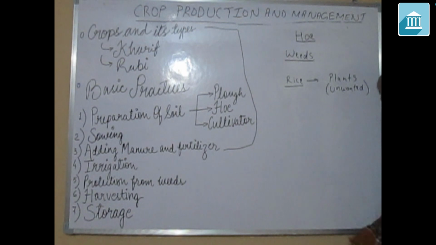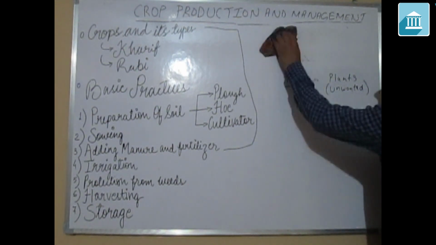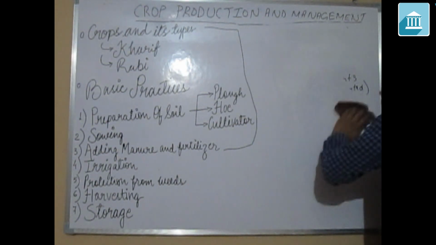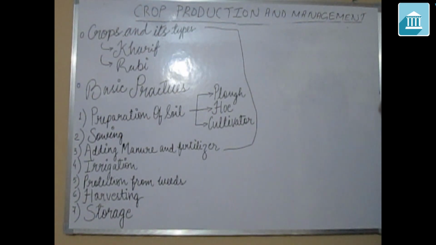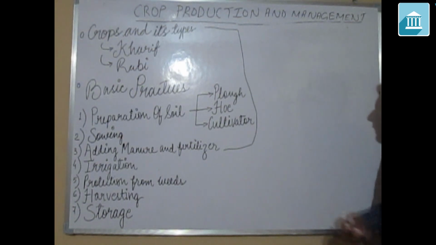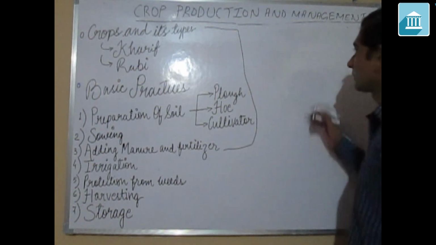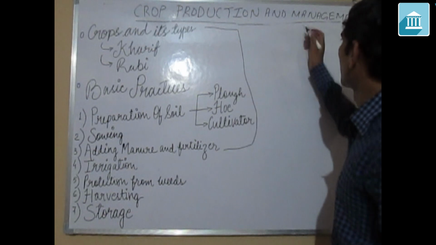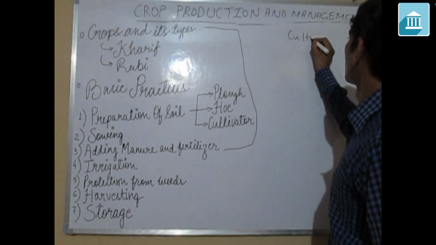Okay, I think this might be clear. You might have got some idea regarding the hoe and weeds. I think it might be a little bit understandable. Now let's come to the cultivator. Here is the third topic: cultivator.